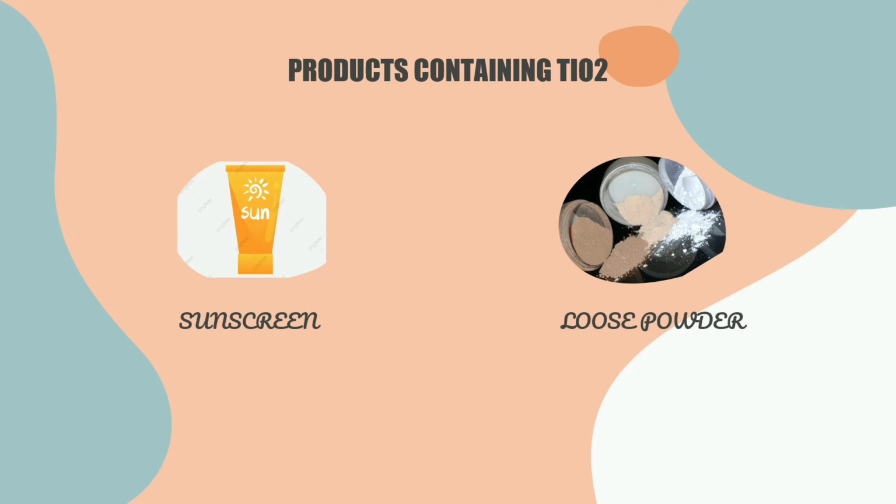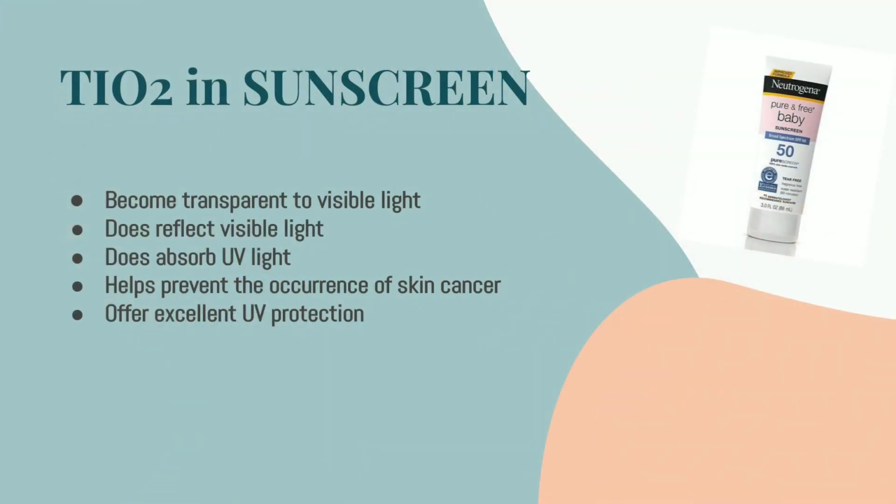Okay, next, these are products containing titanium dioxide, which are sunscreen and loose powder. In sunscreen, nanoscale titanium dioxide becomes transparent to visible light. Nanomolecules of titanium dioxide in sunscreen do reflect visible light, but they absorb UV light. So this is how it helps in sun protection of the human body. This also helps prevent the occurrence of skin cancer.